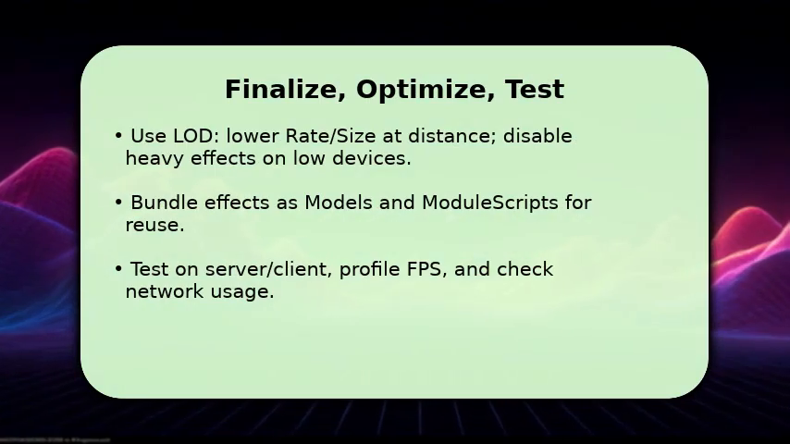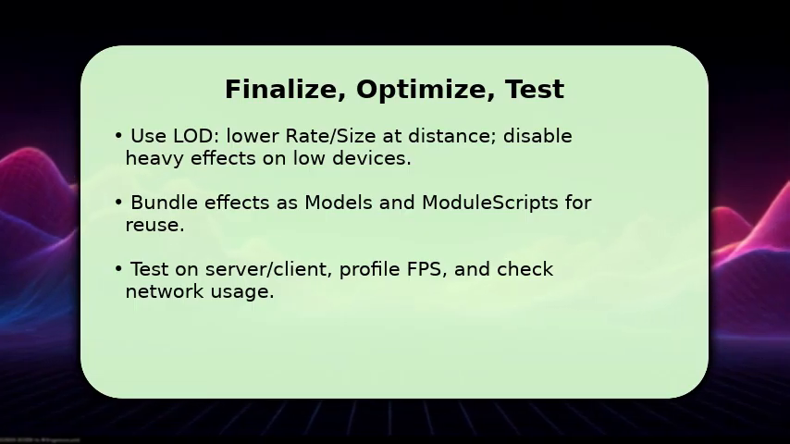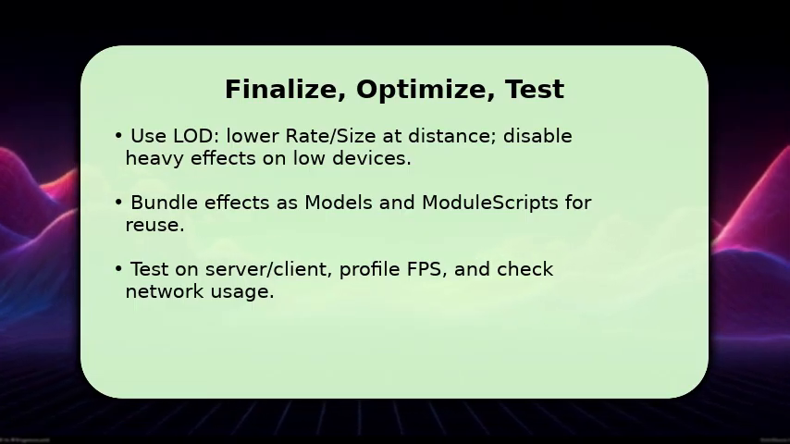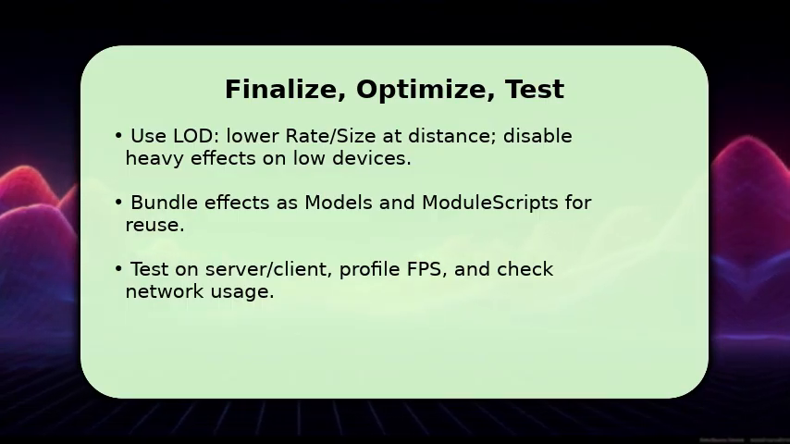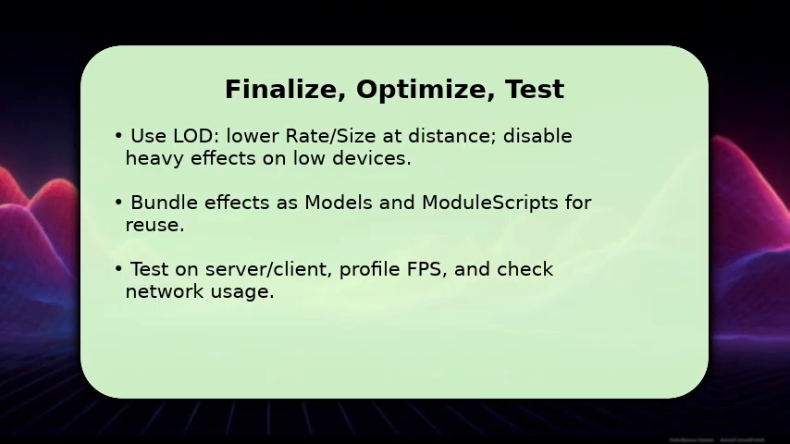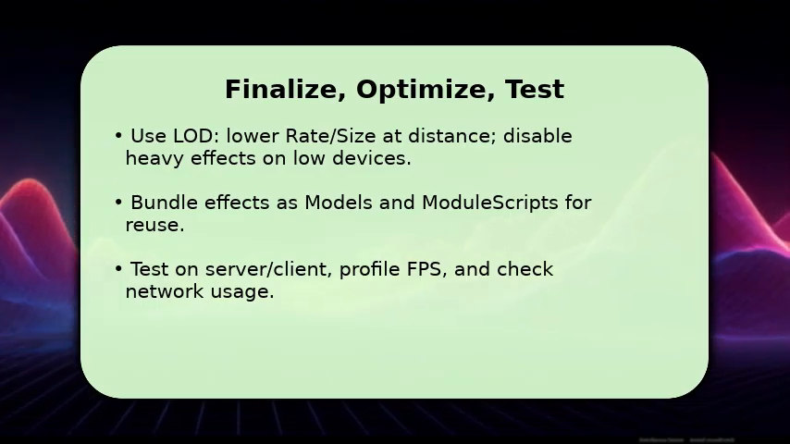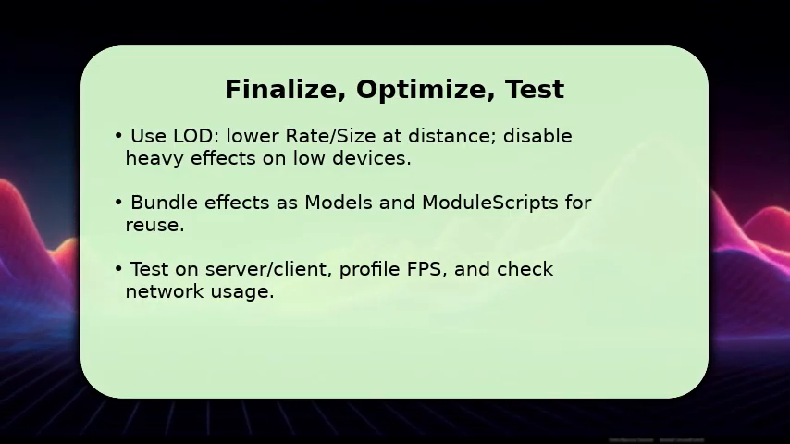Finish by optimizing and packaging. Reduce rate or size with distance-based checks so effects don't cost FPS, and switch off expensive textures on low-end devices. Once stable, group parts and scripts into a reusable model or module script so you can spawn the effect reliably.